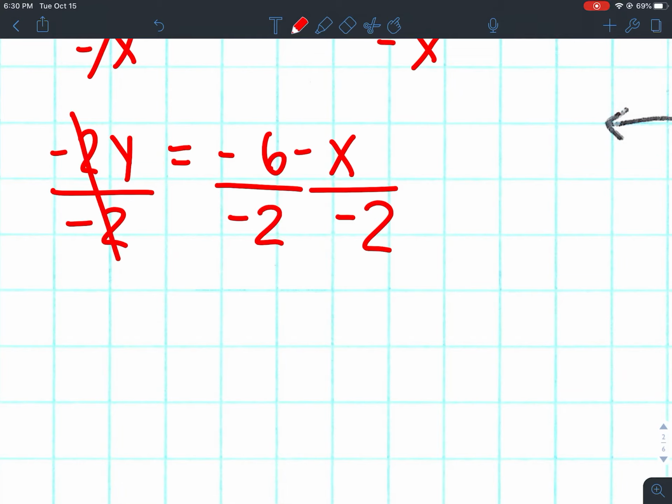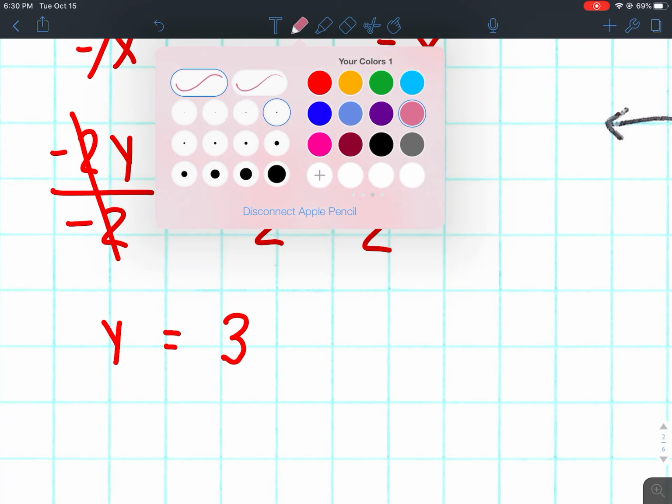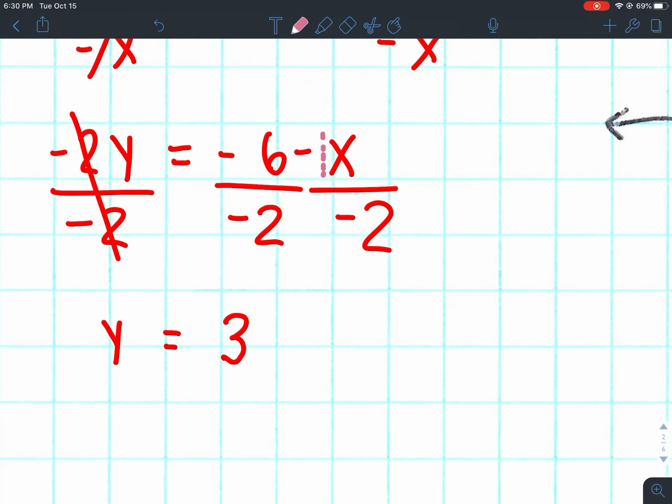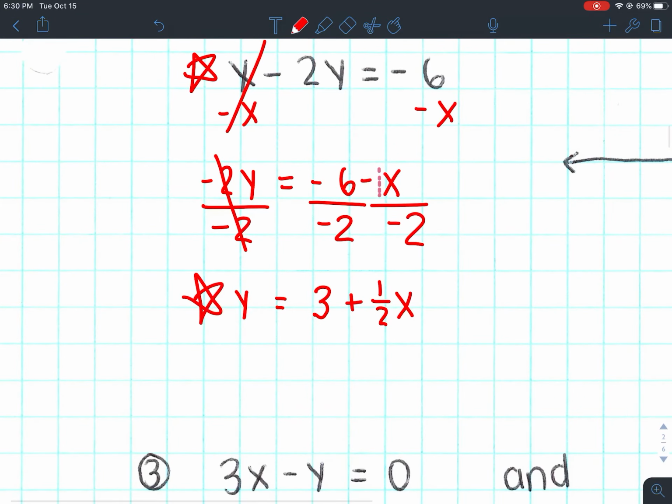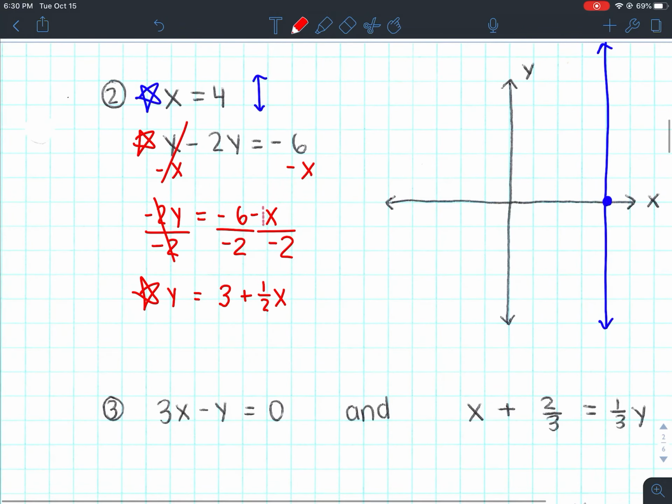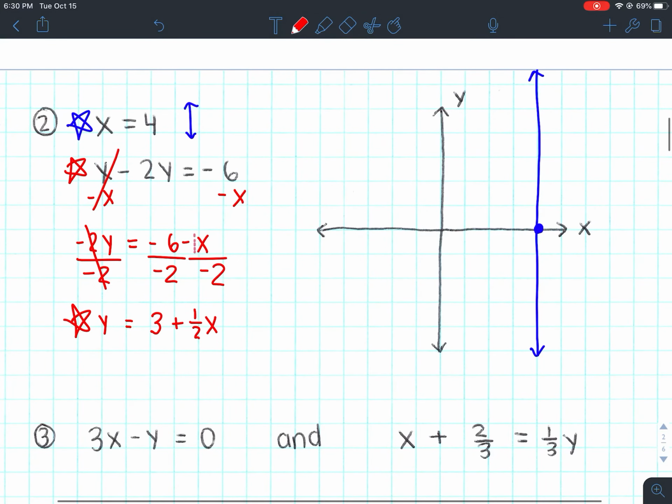-2 divided by -2 cancels, and I get y. -6 divided by -2 is +3. And then the mistake that we commonly make is that we forget that there are two negatives here and here. So -1, right, there's technically a 1 there. -1 divided by -2 is going to be +1/2x. So this is my red line. So I've now converted from standard form to slope-intercept form. My slope here is +1/2, and my y-intercept is 3.